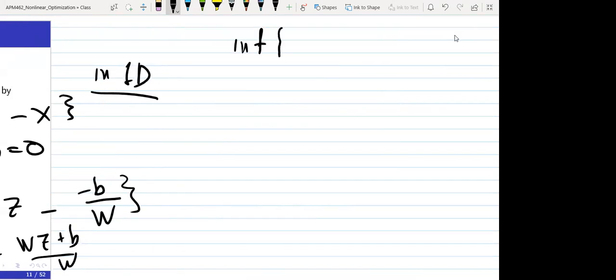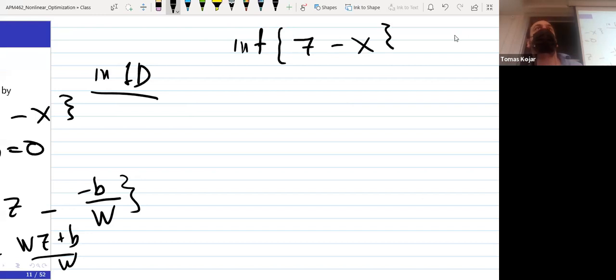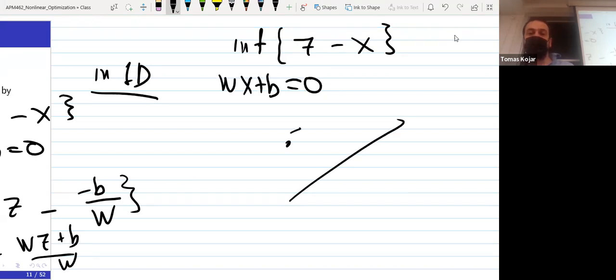The question is to find the distance of z to x, where the points x satisfy w x + b equals 0. Okay? Is that okay? Because we want to find the minimum, we want to find the x that's closest to it. Yeah. Is that okay?